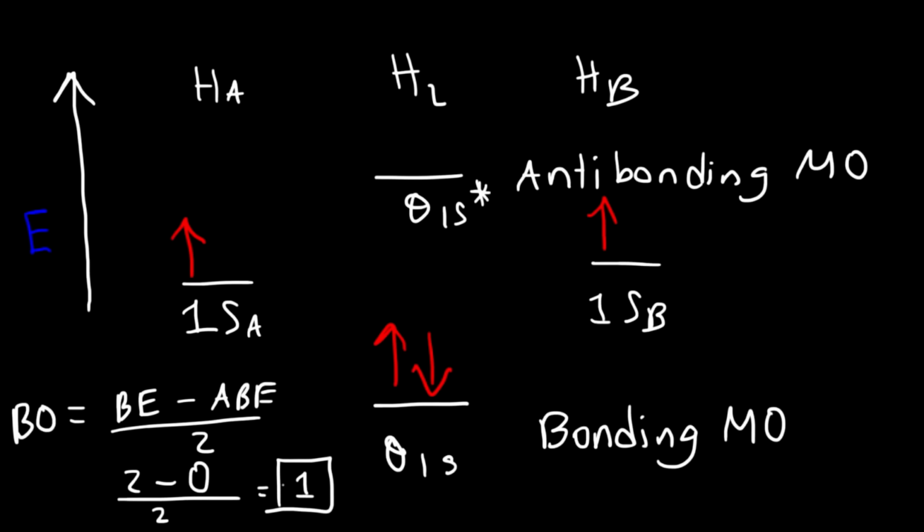A bond order of 1 usually correlates to a single bond. A bond order of 2 typically correlates to a double bond, and a bond order of 3 usually correlates to a triple bond. This is not always the case, but for the most part, I've seen this to be true for many examples. And for this example, notice that hydrogen has a single bond, which is consistent with a bond order of 1.